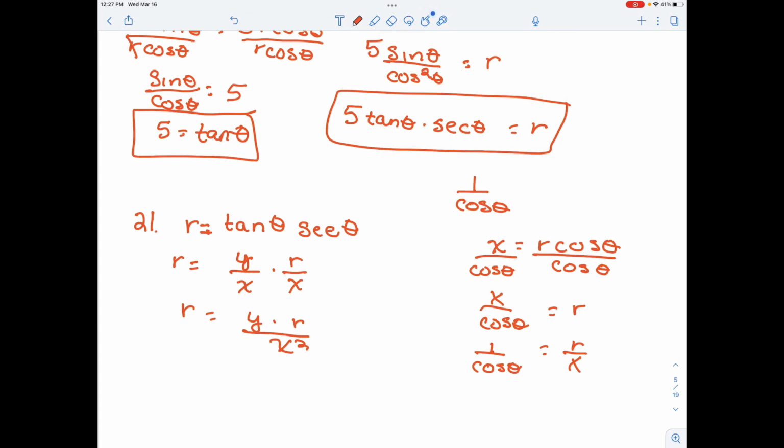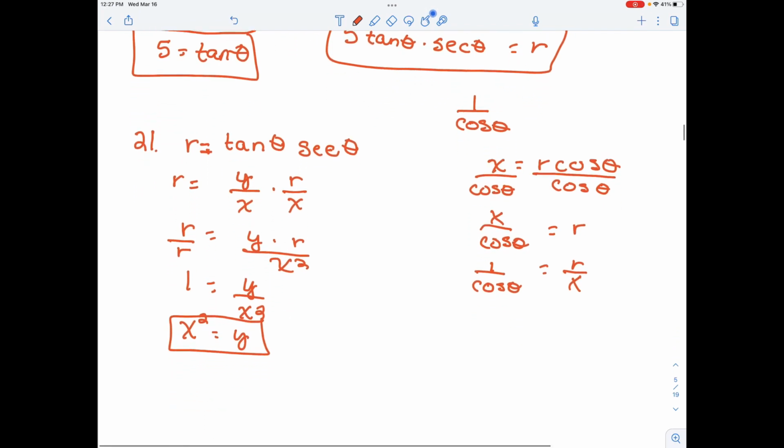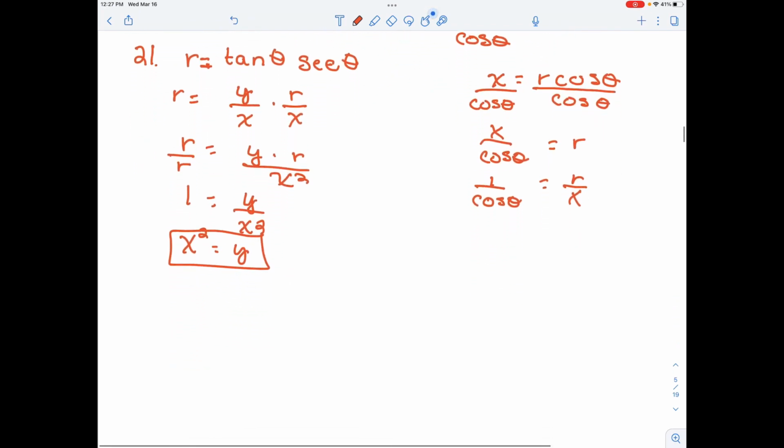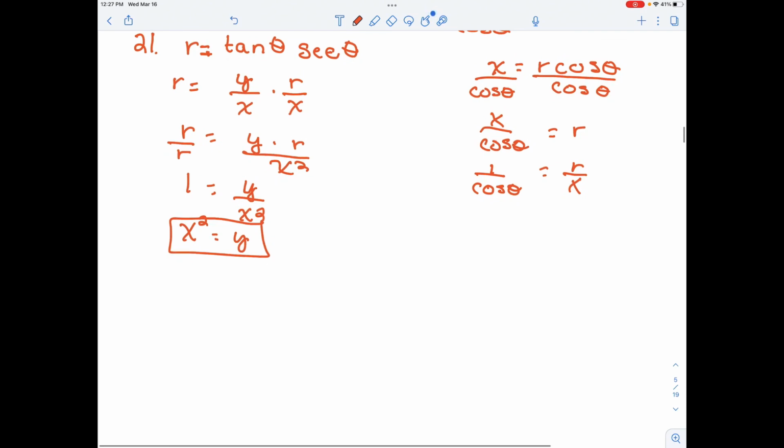So what do we do with this? Okay, we were trying to get rid of the r's. So I can divide by r, and then multiply by x squared, and I can get x squared is equal to y. And that's my answer. I know it took a little bit to get there, and you may be thinking, well, I could have done that in fewer moves. Go for it. As long as your moves are legitimate, go for it.